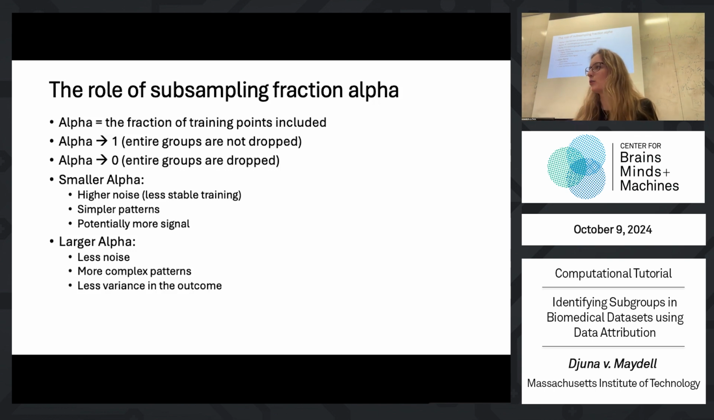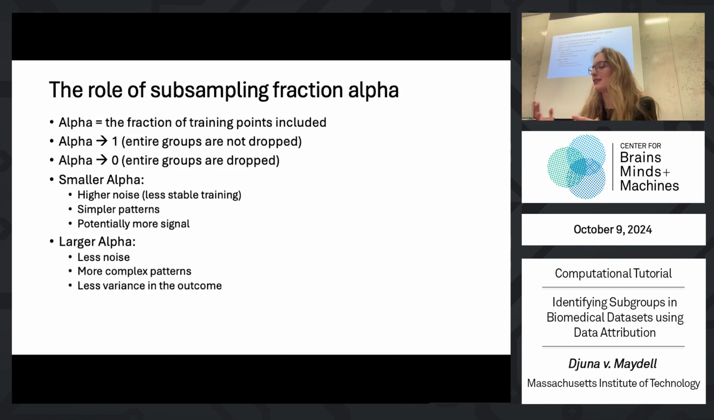So you need to think about what alpha you're going to choose and perhaps try a number of different alphas, because a smaller alpha intuitively gives a given model less data to train on. So that model probably will be less stable, or have less stable training and just higher noise, right? From initiating the model, from data augmentations or whatever you're doing. And a smaller alpha probably will also identify simpler patterns in your data because there's less to train on. But potentially you'll get more signal because you could be dropping out entire, in my example, disease subgroups.